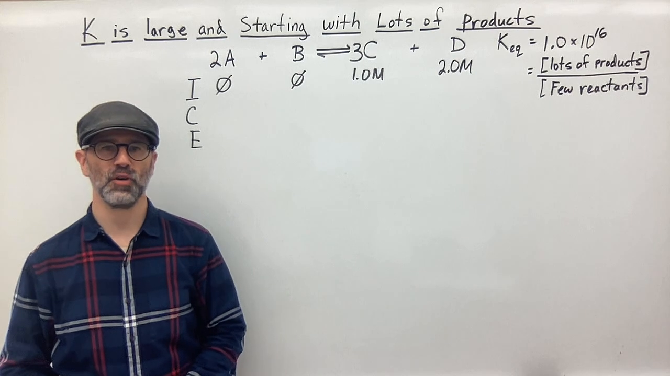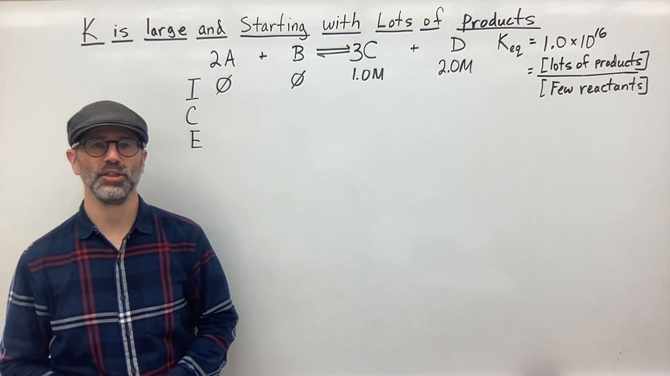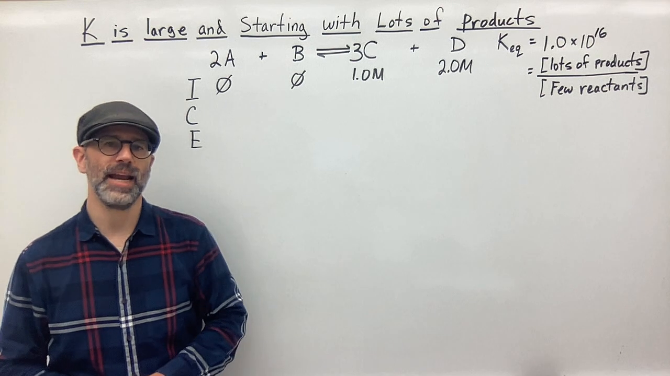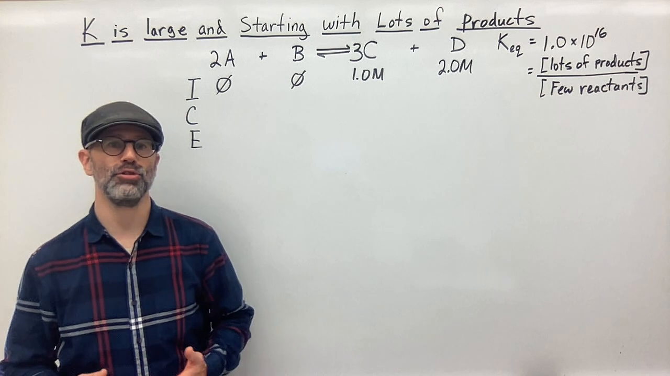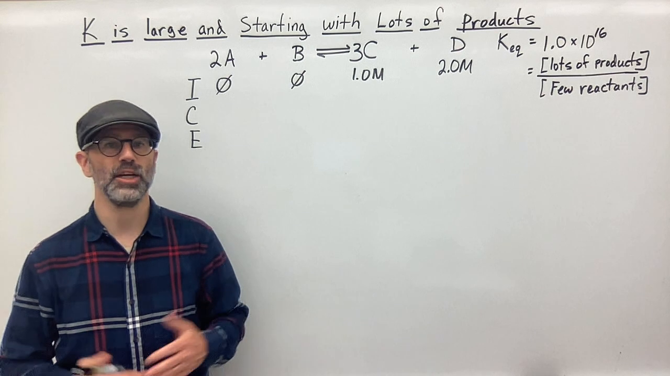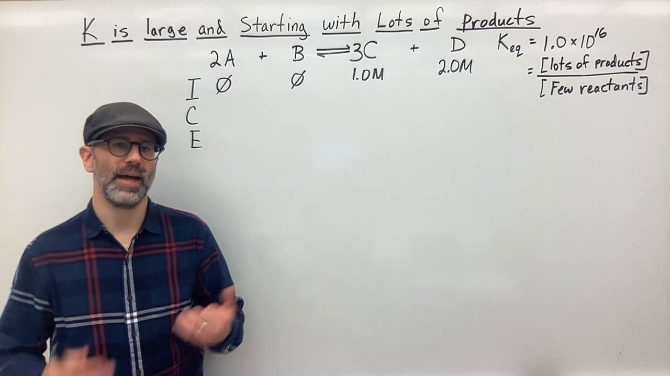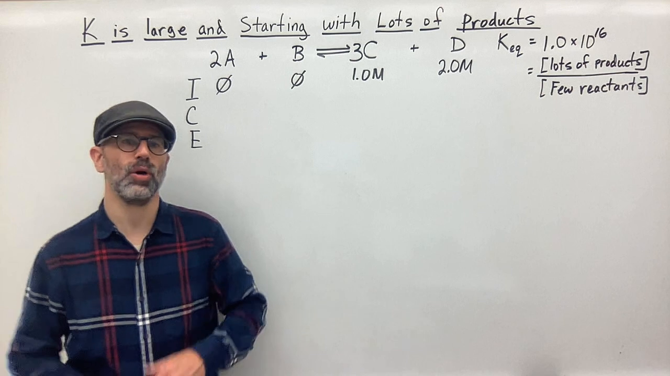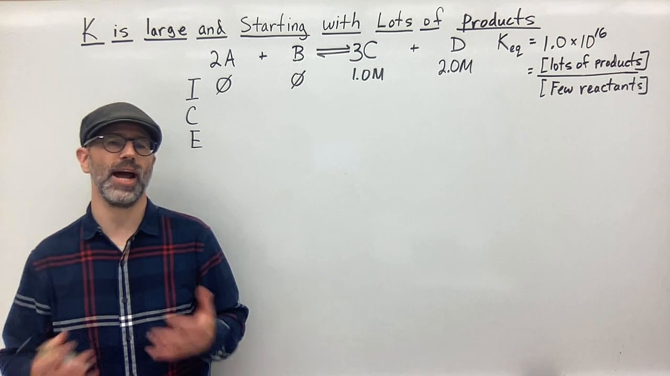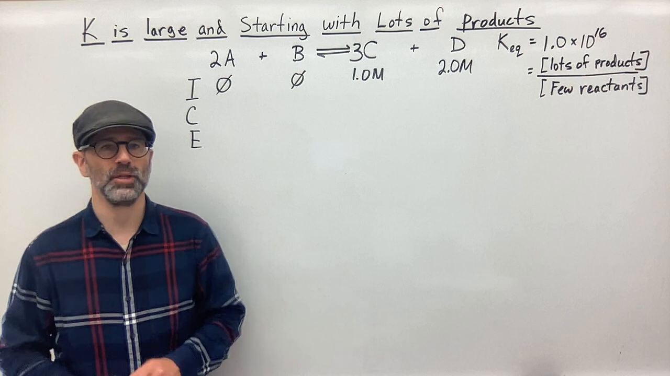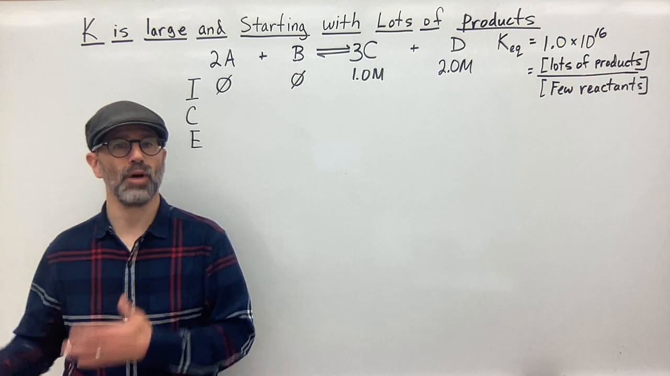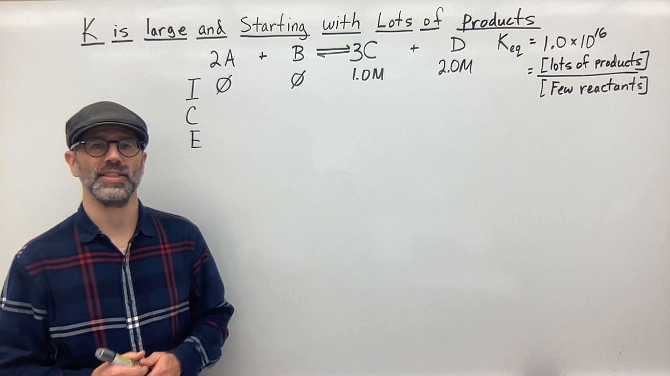My name is Mr. Koval, and in this video, I'm going to continue to talk about how to understand your equilibrium constant K and how to use that understanding to identify how to solve a particular equilibrium problem. So in my last video, I talked about what to do when K is small and you're starting with lots of reactant. But in this video, I'm going to talk about, well, what if K is large and you're starting with lots of product? So let's go over this example.